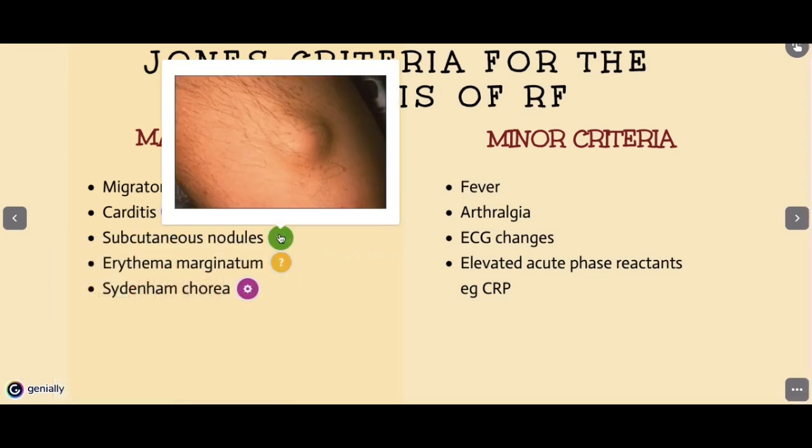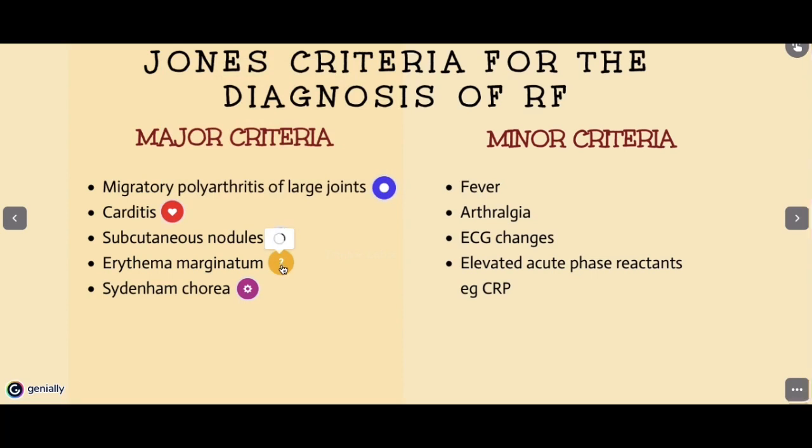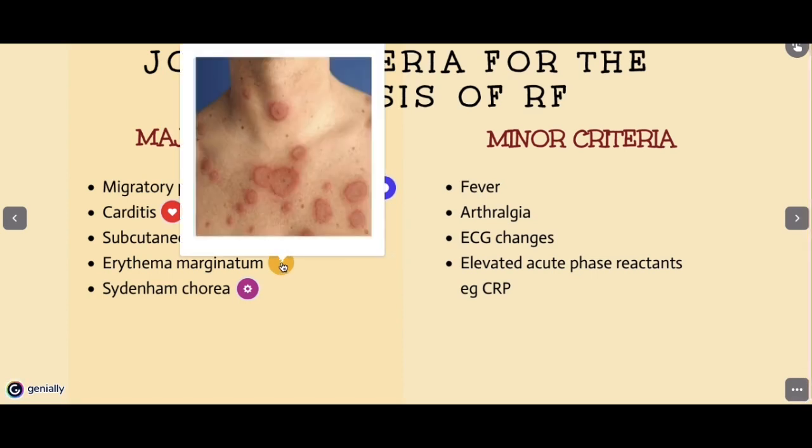Subcutaneous nodules is another manifestation. So you can see that this appears as a lump just under the skin. And erythema marginatum is an abnormality or a rash of some sort occurring on the skin. So we can see that there are multiple red lesions with a central pallor. So it's pale in the middle and much redder all around. So this is erythema marginatum.